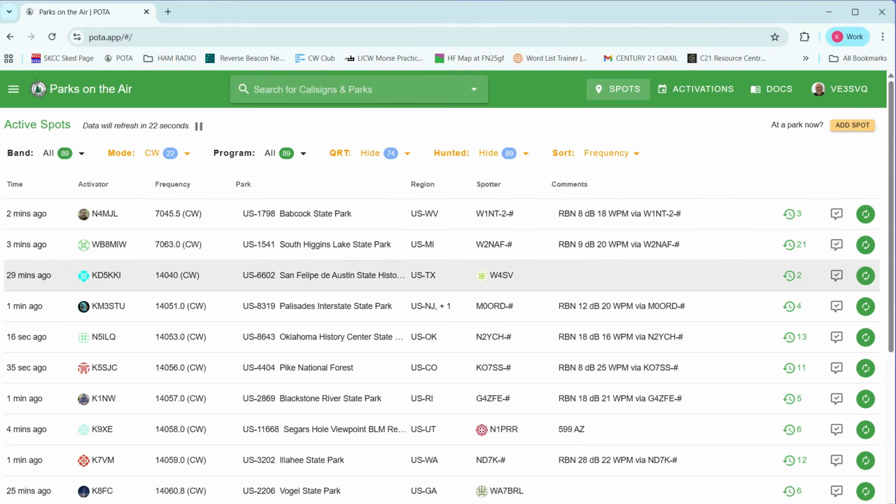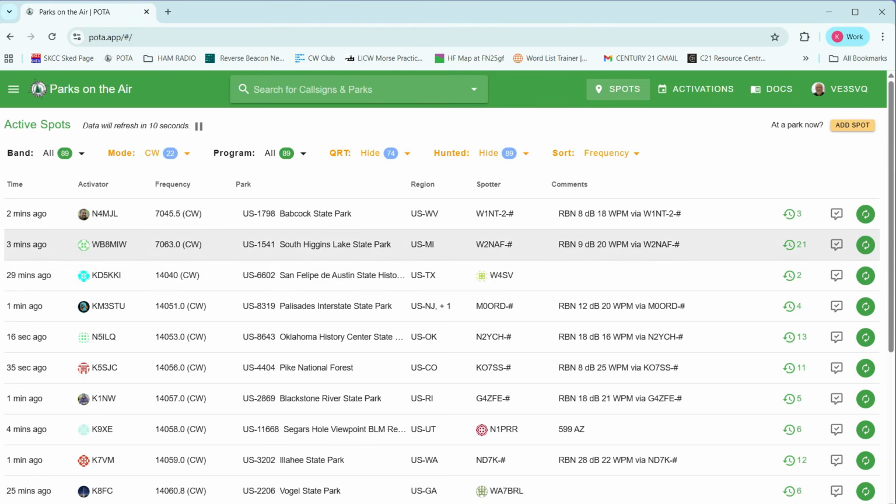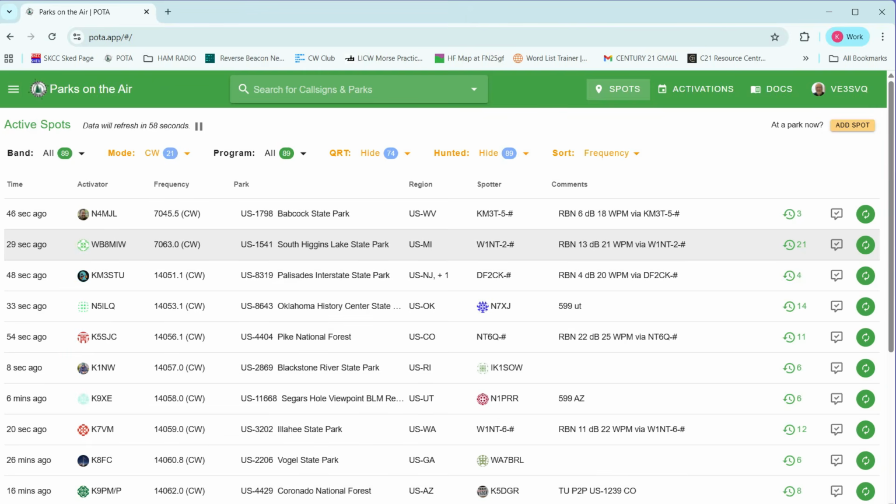So you've got the frequency, you've got the call sign, you have the park, for the first one there, US-1798. You have the state, so US West Virginia. You have the spotter, and then over here you will see RBN. I'm just doing the line above, because the line below is a little bit too dark. So the line above the dark one, RBN 8 dB, 18 words per minute. So you know right away, 18 words per minute. Now, is that too fast for you? Maybe, maybe not, depending on the operator. If you're brand new, you're probably going to prefer people considerably slower.